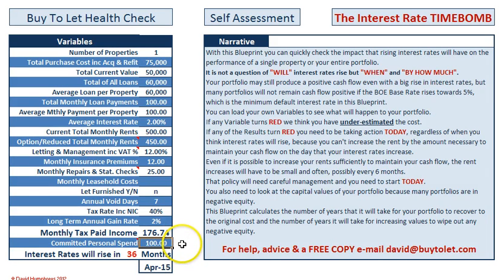And if the result of interest rate rises is, as we will see, to reduce this monthly tax-paid income, then your committed personal spend may come under pressure. The 21st variable is, when do you think interest rates will rise in terms of months? And however many months you put in, the month and year will be displayed below in this cell.